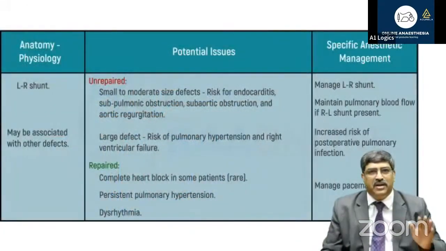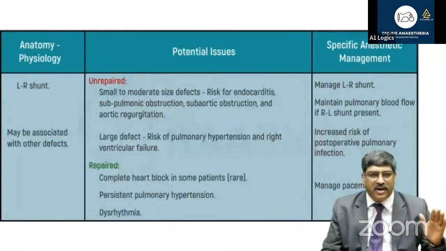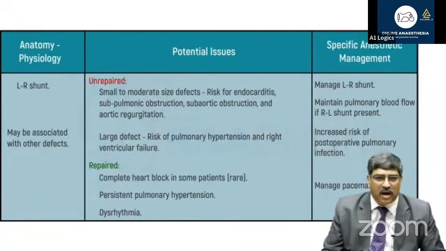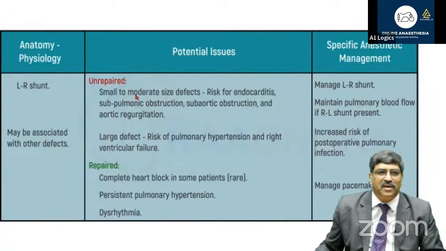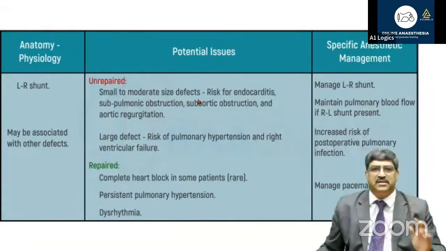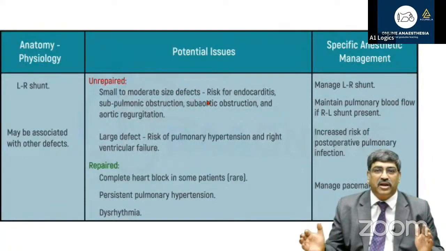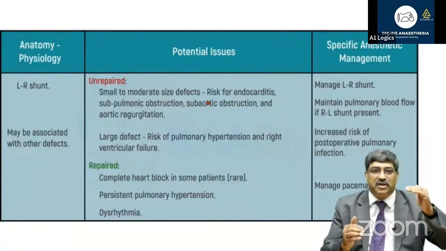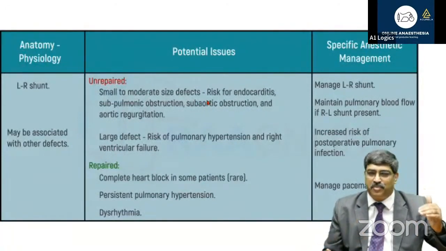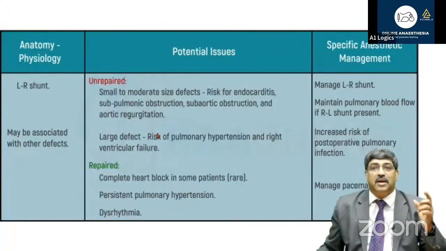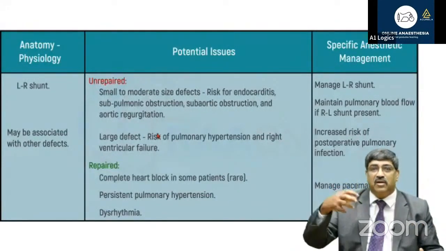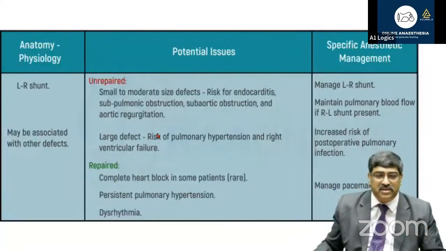Coming to the anatomy, it is basically a left to right shunt and it is associated with other anomalies. If it is an unrepaired VSD, small to moderate size defect, there is a risk of endocarditis due to increased flow. If it is below the pulmonary valve, they are prone to subpulmonary obstruction. If it is below the aortic valve, subaortic restriction. And some people are prone to aortic regurgitation due to the Venturi effect across the aortic valve by the VSD.